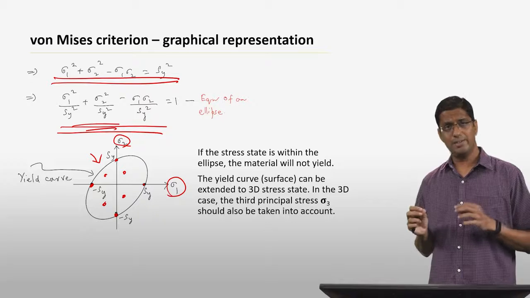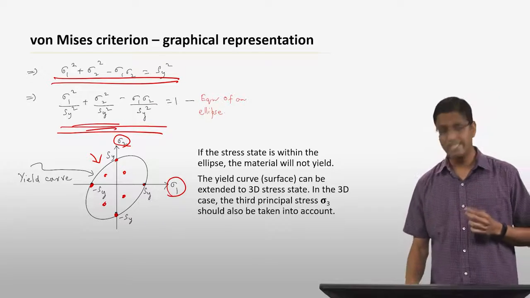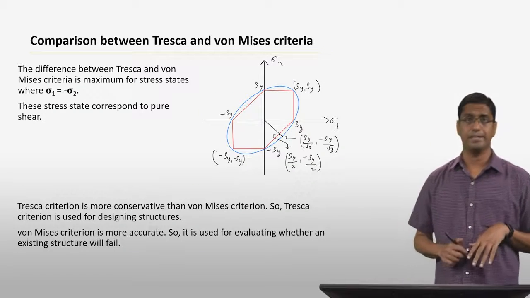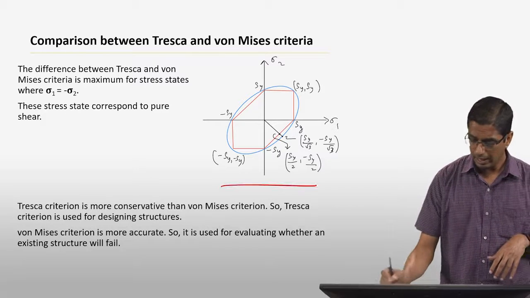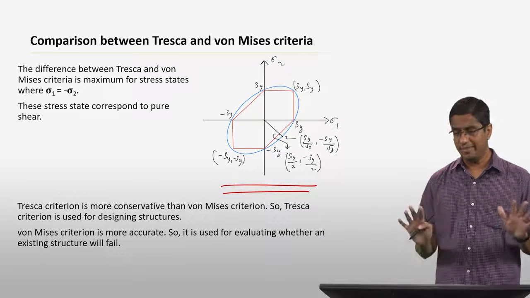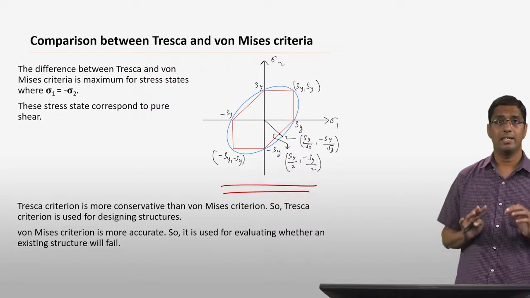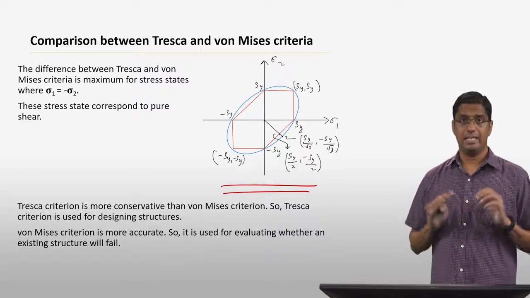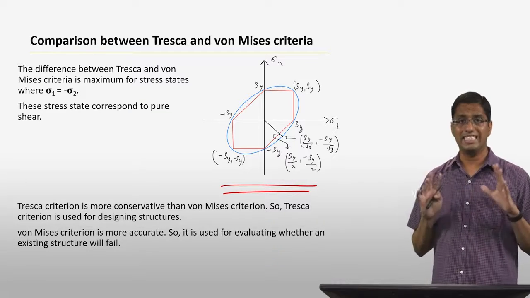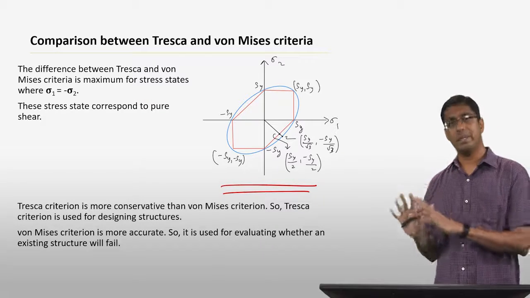So how does the von Mises criterion compare with the Tresca criterion? In that case, it is actually very helpful to plot both these things on a single graph. That is what I have done here. Here I have plotted both the von Mises criterion and the Tresca criterion, and I have labeled some important points on the curves. The first thing that you notice is that the yield surface based on the Tresca criterion is completely inside the ellipse, which is the yield surface of the von Mises criterion.